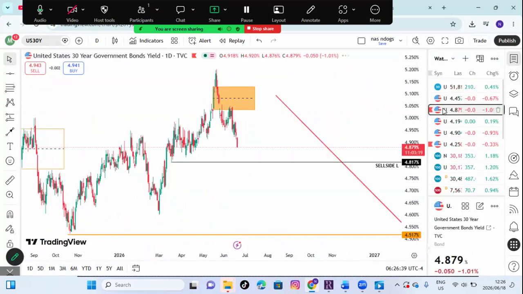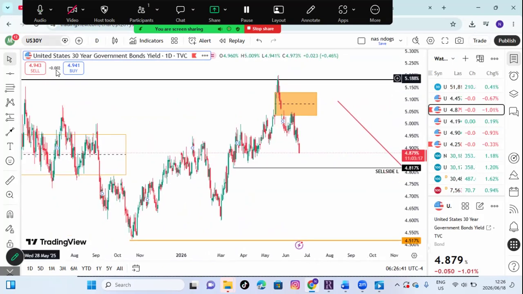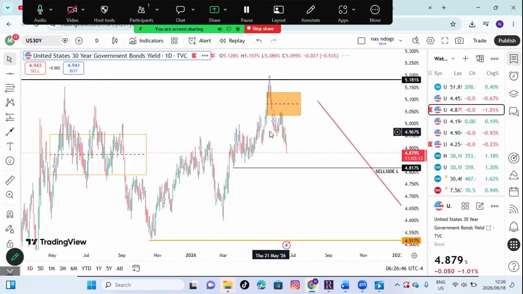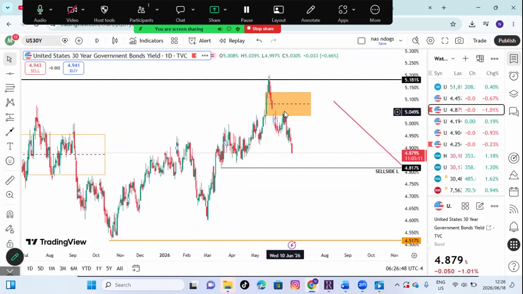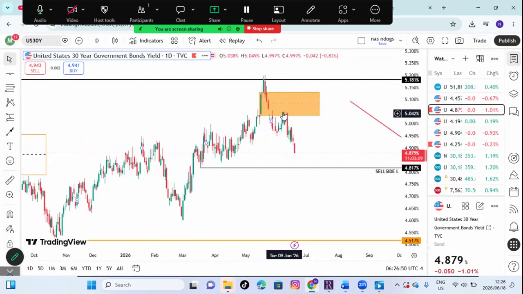Let's check our friends. This is the same thing, but the 30-year yield. Inversion fair value gap here. Respected. Goes lower. Can't even put bodies close to the consequent encroachment of this. Just goes lower, taking sell side here. I see more sell side resting here, also below this low here.